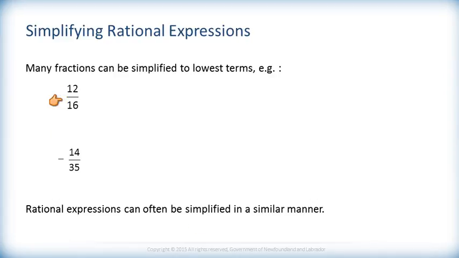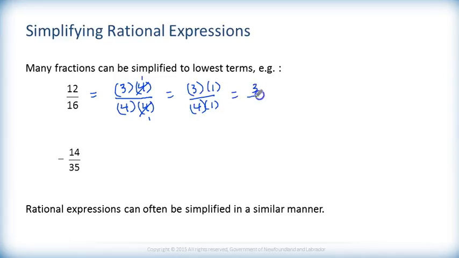Likewise, 12/16. If we think of this as 3 times 4, in other words, factor the 12 like 3 times 4 and the 16 like 4 times 4. They have a like factor in the top and the bottom that can be divided off. And so we are left with 3 times 1 over 4 times 1, which is just 3/4. Now we can do that hopefully a little bit more quickly than that in our head, but that's basically what goes on.